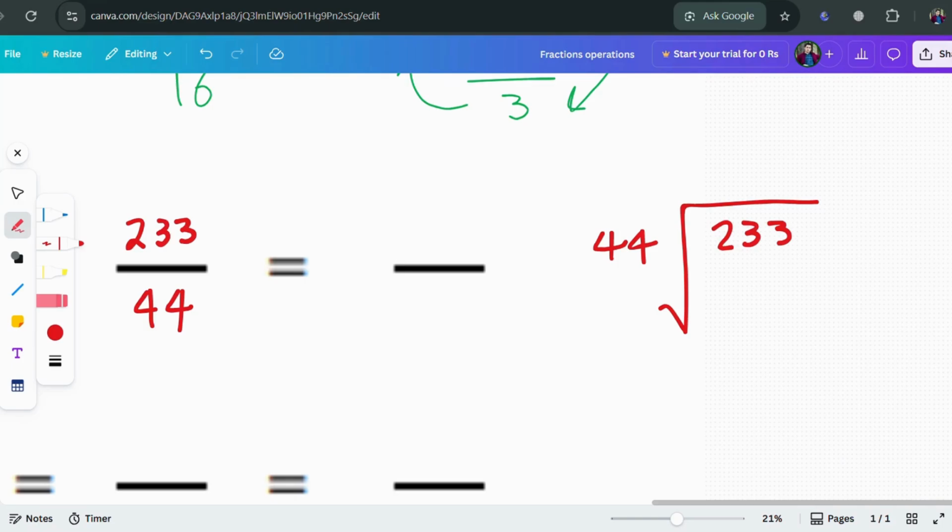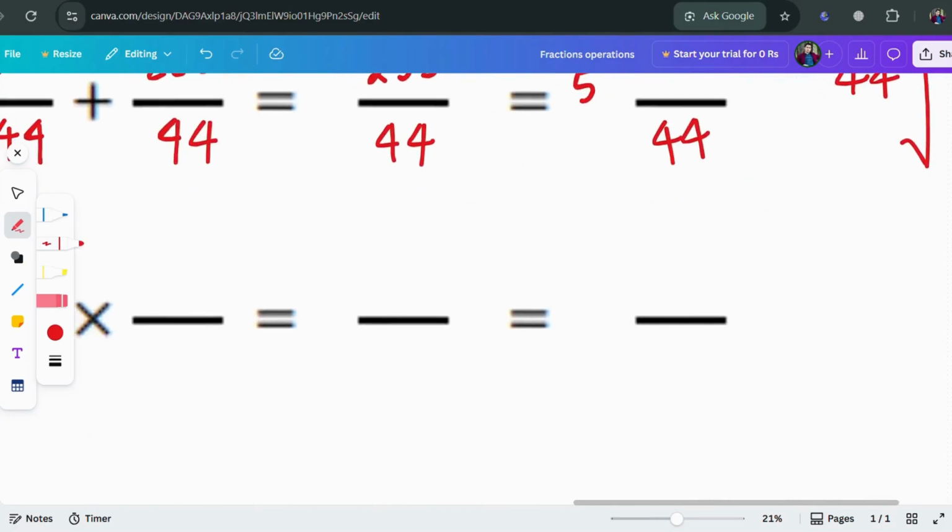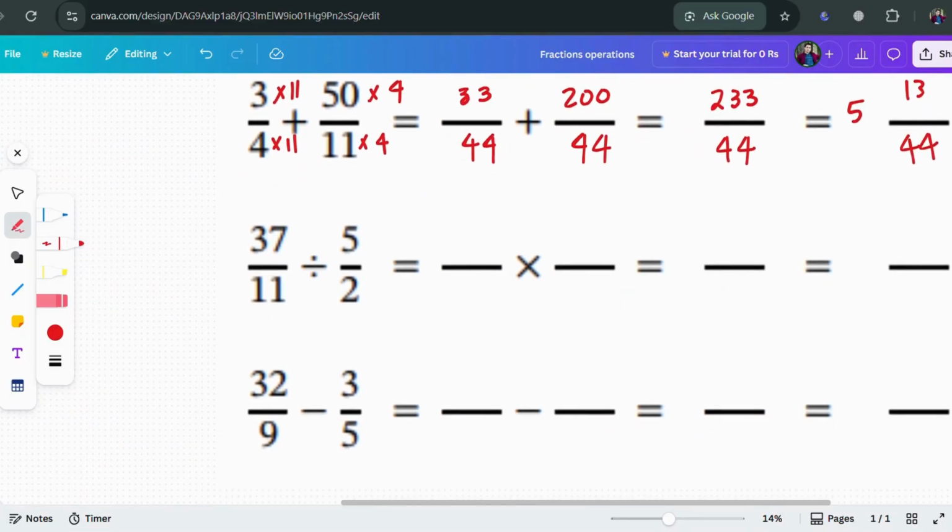So 44 multiplied by 6 is equivalent to 264, which is a big number. So 44 multiplied by 5, that's equivalent to 220. I'm going to multiply with the 5, I'm going to get 220 over here. So 233 minus 220, that's equivalent to 13. So 13 over 44. That's going to be our answer for this one.